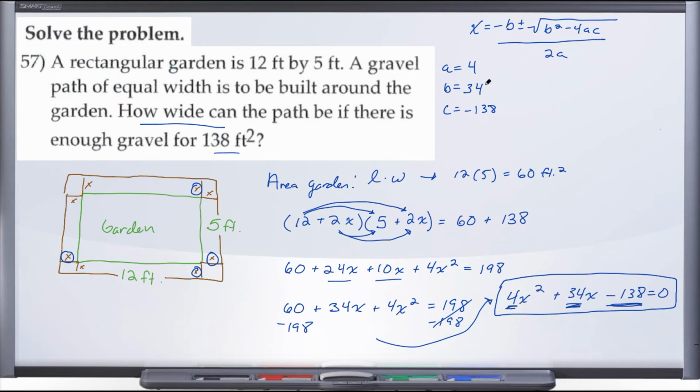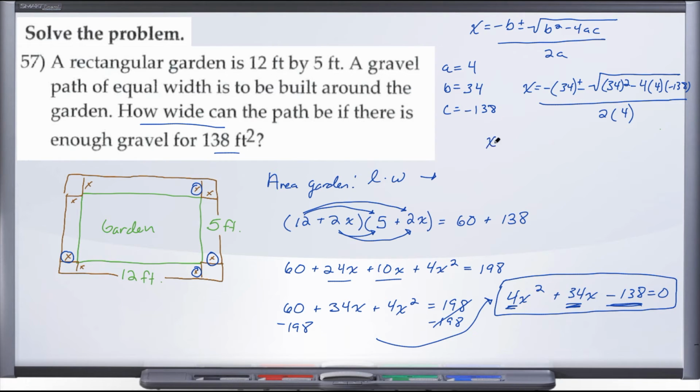138. And now let's go ahead and put this information into this formula. So x equals negative b, well, what's b? 34, plus and minus the square root of b squared, so 34 squared, minus 4ac, so negative 138, divided by 2a. All right, let's clean this up a little bit, and just so I can have some extra room here, I'm going to get rid of that.